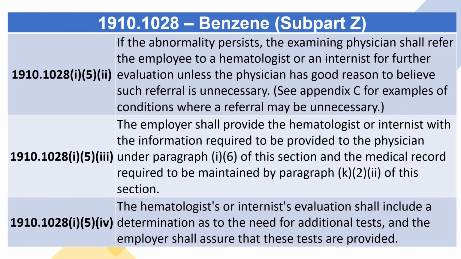The employer shall provide the hematologist or internist with the information required to be provided to the physician under paragraph I-6 of this section and the medical record required to be maintained by paragraph K-2 of this section. The hematologist's or internist's evaluation shall include a determination as to the need for additional tests, and the employer shall assure that these tests are provided.